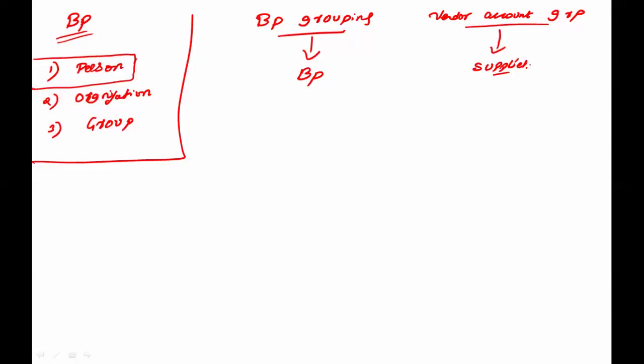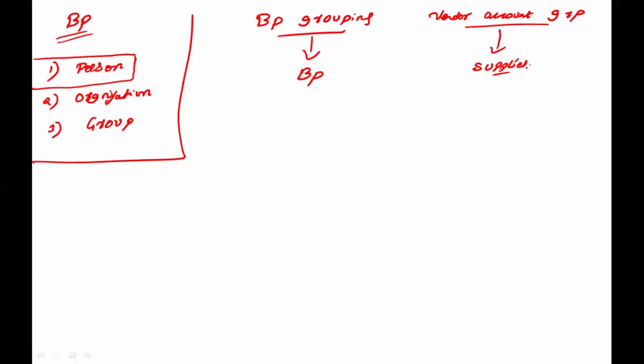To categorize business partner, we are using BP grouping. To categorize the vendors, we are using vendor account group. Same as material type. Depending upon the nature of material, we decide how we are going to differentiate the material types based on the materials. Same case is also applied for the business partner.